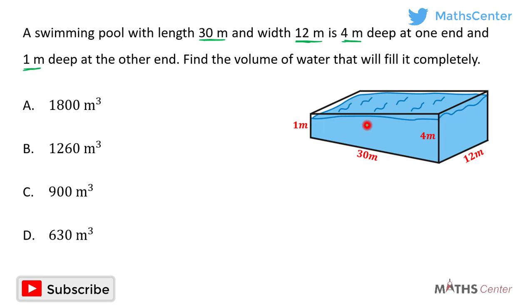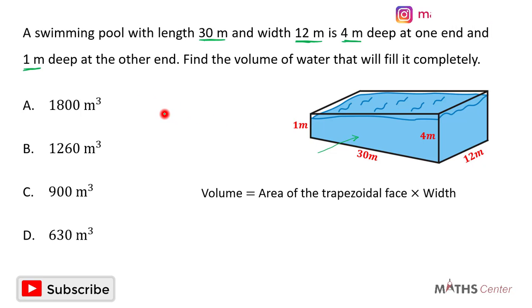This shape here is called a trapezoidal prism. And to get its volume, we will have to find the area of the trapezoidal face and multiply it by the width. This is the trapezoidal face. This face of the prism is the trapezoidal face. It forms a trapezium. I'll draw it here so that you can see it.